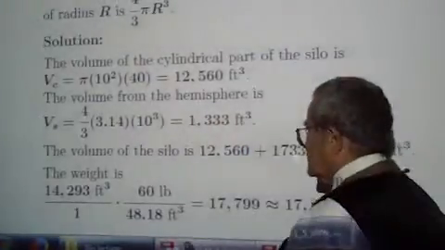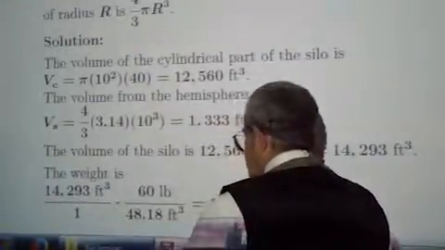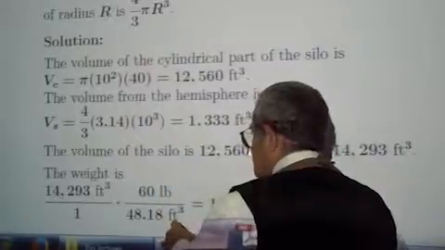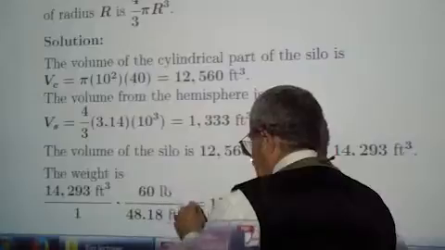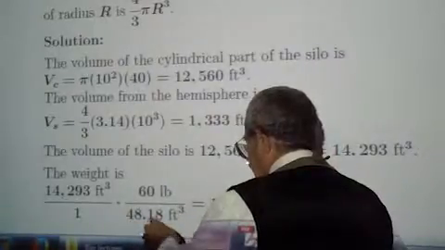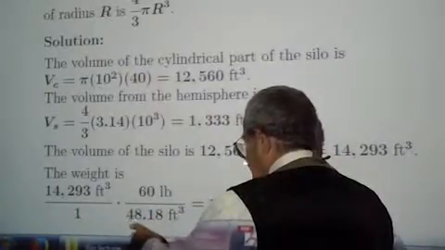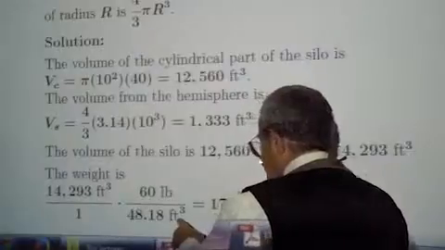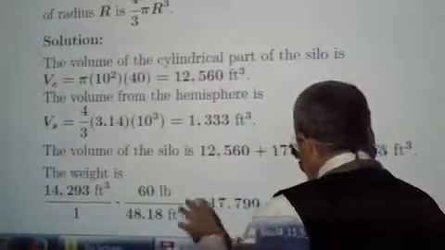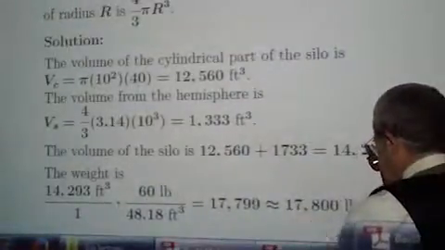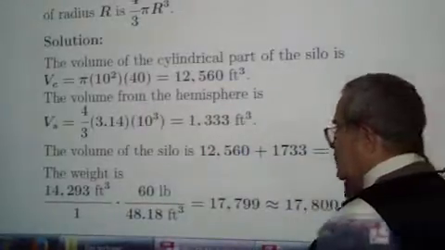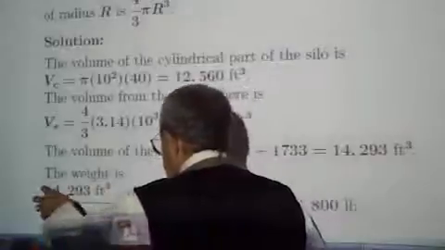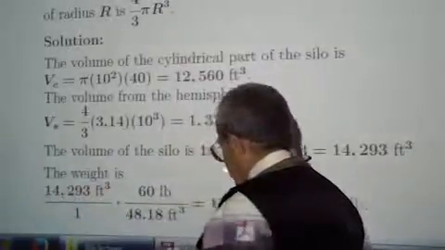You multiply the correct number of cubic feet by 60 pounds per cubic foot. The cubic feet drop out. We have 60 pounds weight per 48.18 cubic feet, and this came out to be about 17,800 pounds. Your true answer is a little bit less than that because the cubic feet are less than what I give you here.